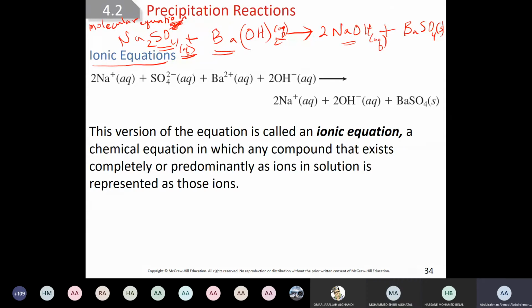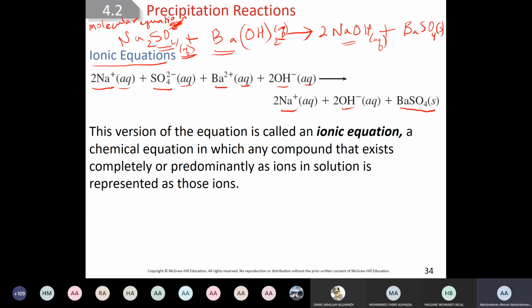We can make this an ionic equation by writing everything as ions. Look at Na2SO4: I made it 2Na plus and SO4 2 minus, aqueous, dissolved in water. Barium is Ba 2 plus aqueous plus 2OH minus, also aqueous. Then NaOH is Na plus and OH minus, dissolved in water. But BaSO4 is a solid and will not dissolve in water. So it's the same equation.